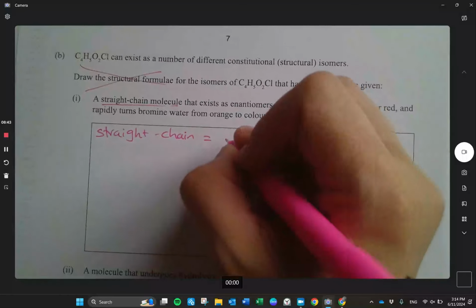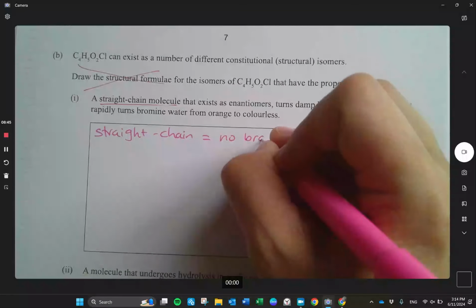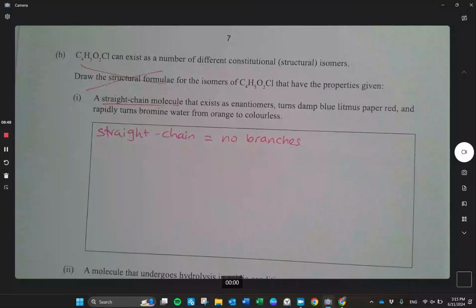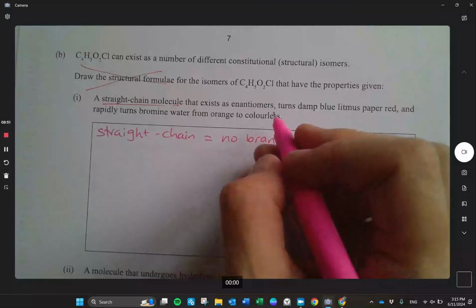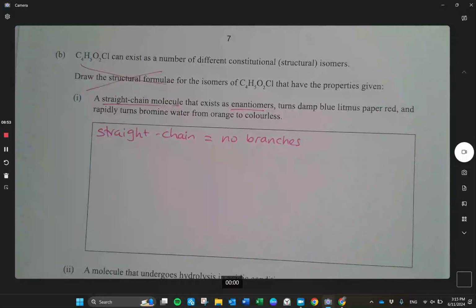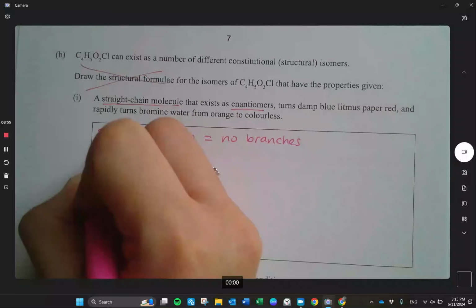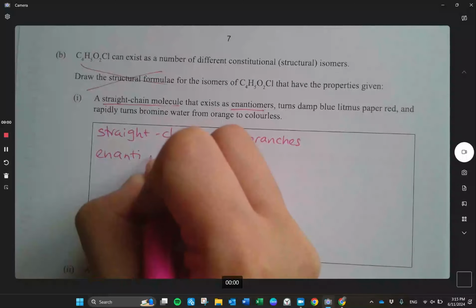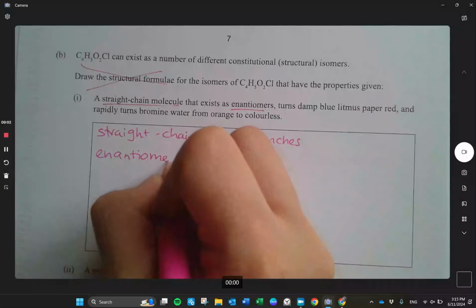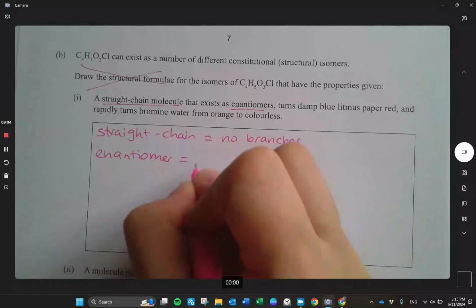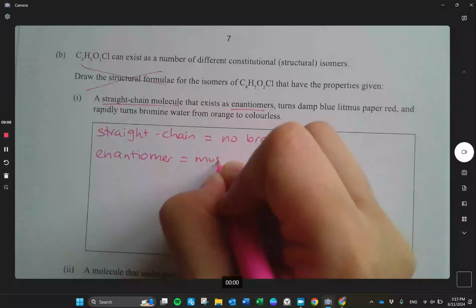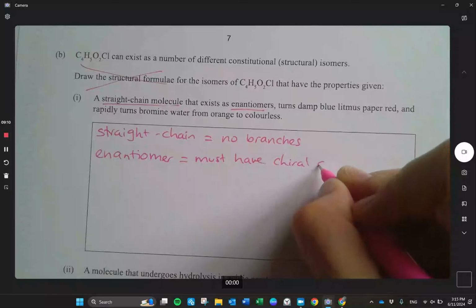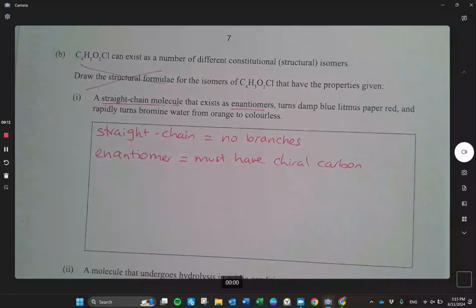It can exist as enantiomers. So we need to know what our word enantiomer means. Optical isomers, which mean, what is the requirement to have an optical isomer? Chiral carbon. Yeah, so enantiomer tells us it must have a chiral carbon, which means 4 different things attached to one of those carbons.